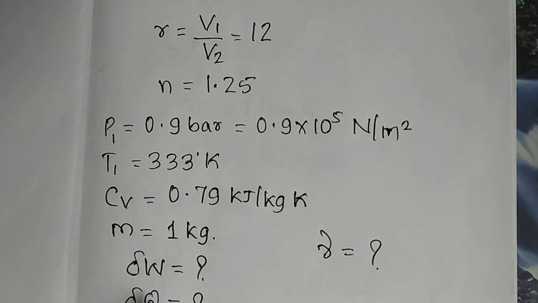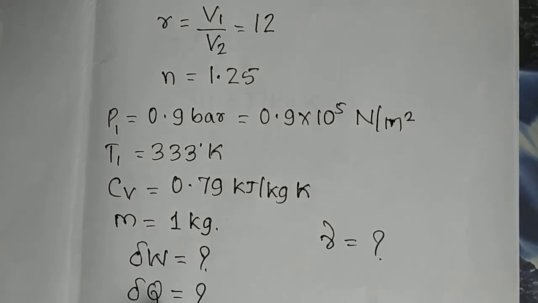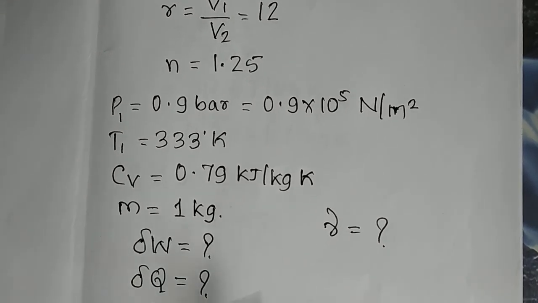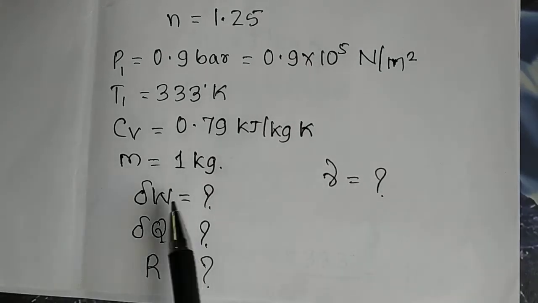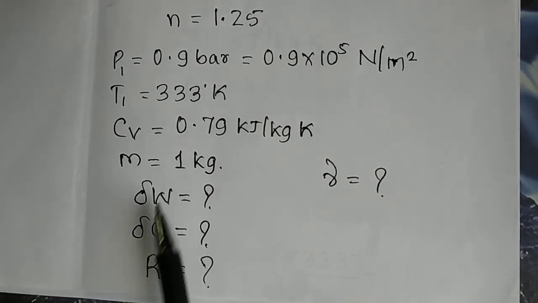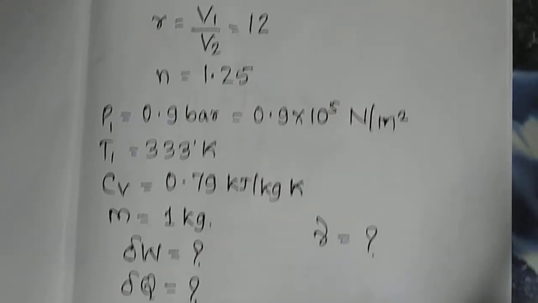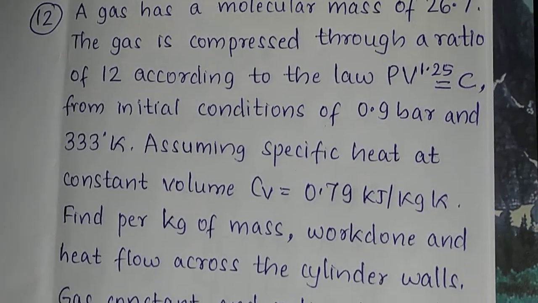We need to find out dou Q, dou W, R and gamma. So we start with the given conditions.